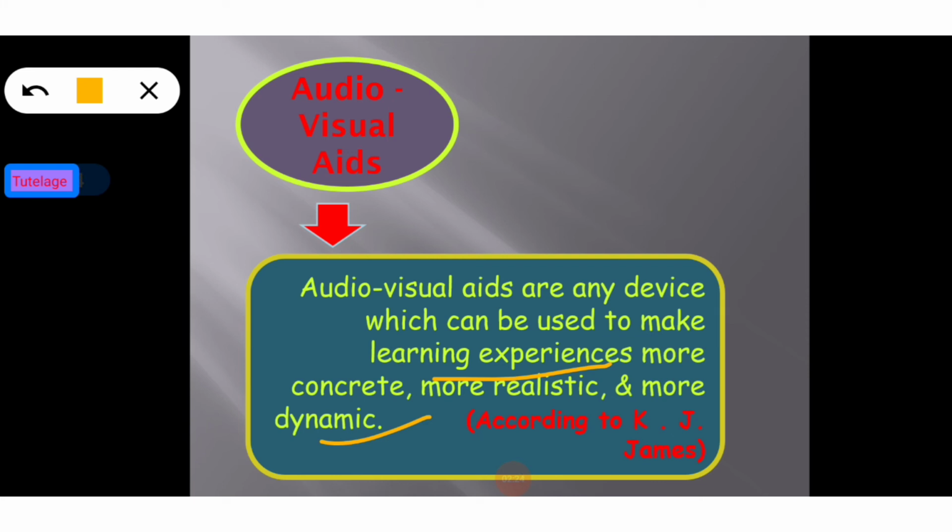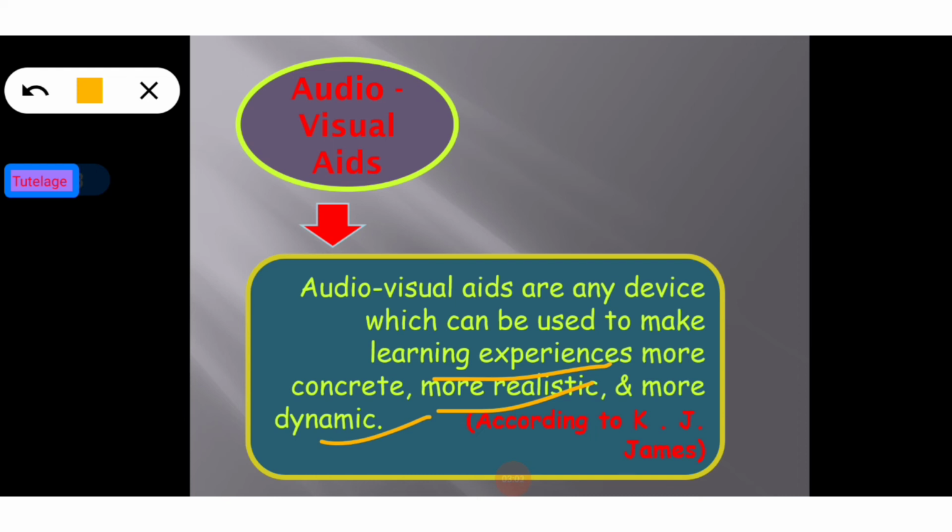So the basic thing: audio-visual aids are a combination of audio aids and visual aids. Audio aids are designed for what purpose? Audio aids are designed to appeal to the sense of hearing of the students, and visual aids are designed to appeal to the eyes of the students. So audio-visual aids are any device which can be used to make learning experiences more concrete, more realistic, and more dynamic, according to the gems.